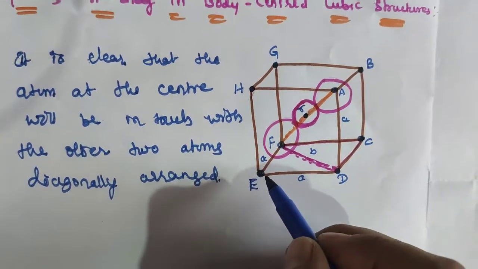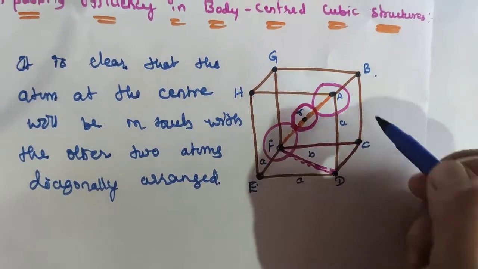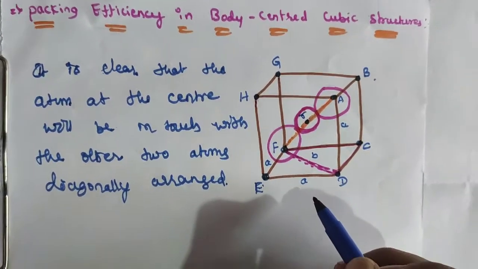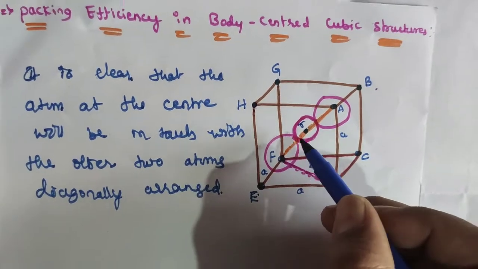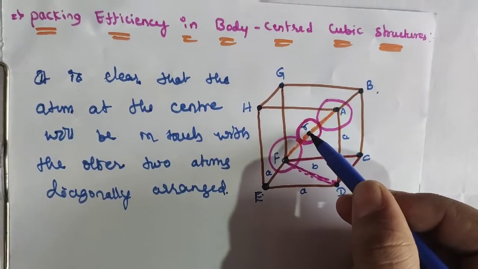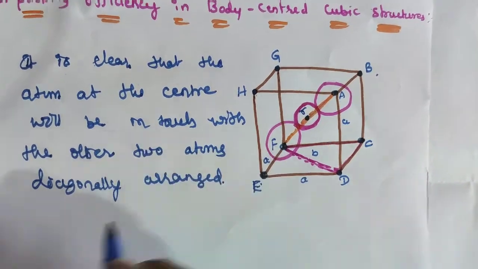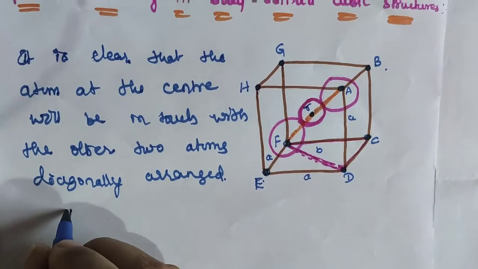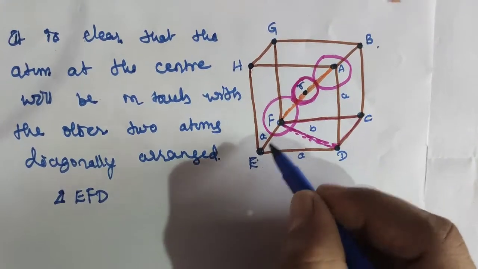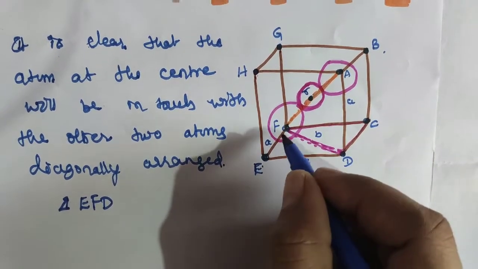So now let us consider the angle EFD. Here you can observe the arrangement A, B, C, D, E, F, G, H, with constituent particles at the corners. In addition to the corners, the center of the body also has a constituent particle present. So now we will consider the first triangle, that is angle EFD.